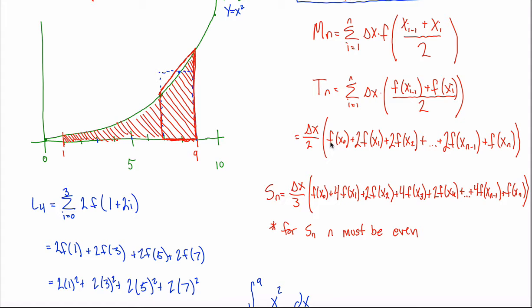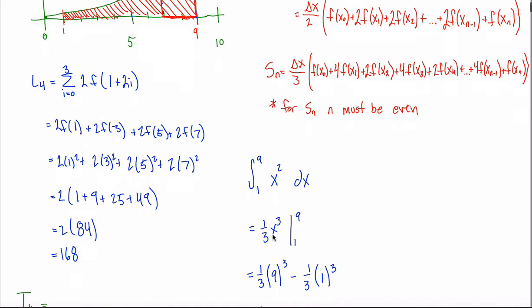So you can just memorize that it's f of x0 plus twice f of x1 plus twice f of x2 plus twice on and on until you get to the last one. So in this specific example, I would use f of x0. x0 is 1. That would only show up once. x1 is 3, x2 is 5, and x3 is 7, and each of those would show up twice in this summation. And then the last one, x4, which corresponds with the 9, would only show up once. Let me show you that.